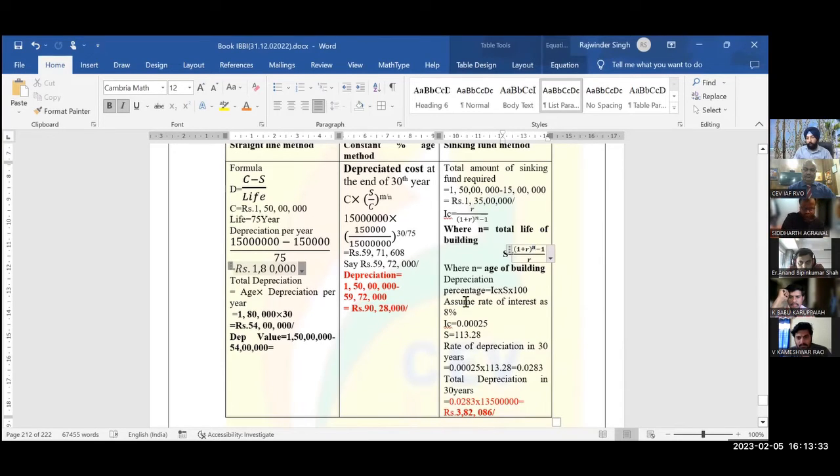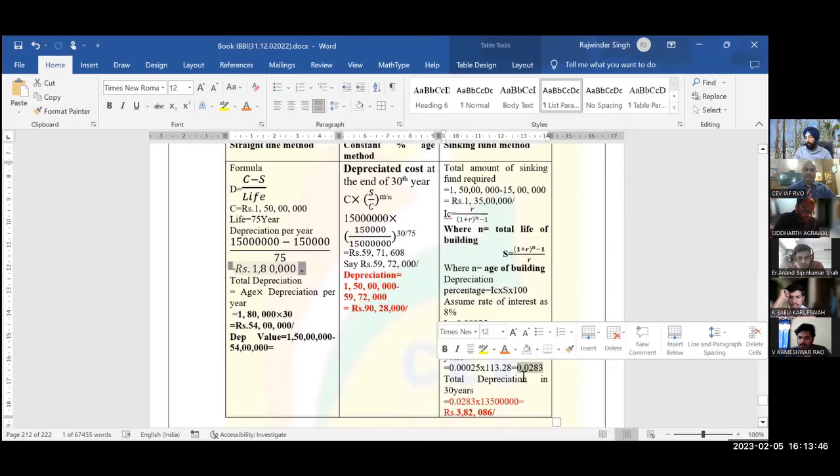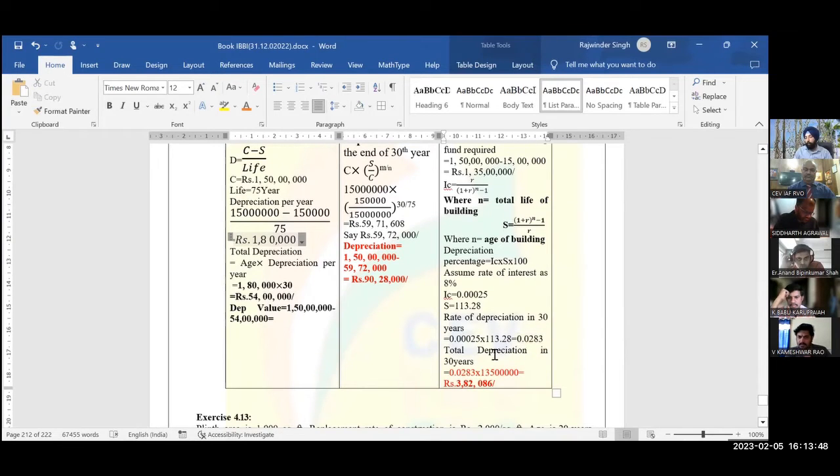You will calculate, this value comes out to be 100. Sorry, R will be 0.00025 and S will be 113.8. So the percentage will be 0.0283, meaning approximately 2.83%. So here the depreciation, see the difference. It is approximately 3,80,000, less than 4,000. Here the depreciation is 90 lakh, and here the depreciation is 54 lakh.